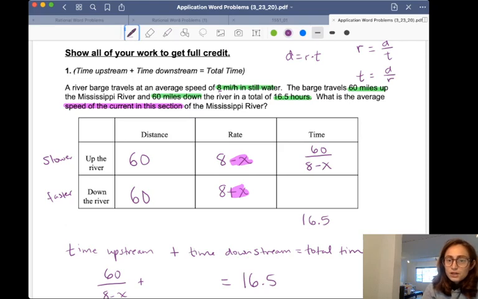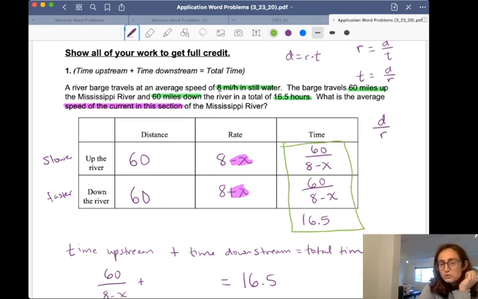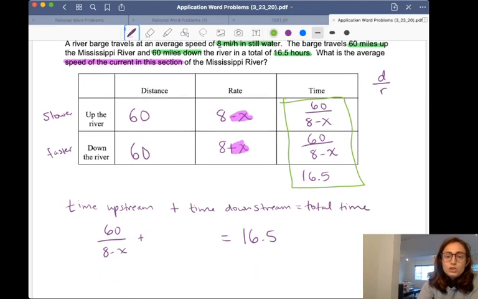And then for time, our formula for time is distance divided by rate. So I already gave you that one, and then this one would be 60 over 8 minus x. Okay, so it's always the same. All the ones we've done have the same thing where all the information you end up needing is in this column, okay? But you needed to fill in the other two columns to get that information, so that's why we do that.